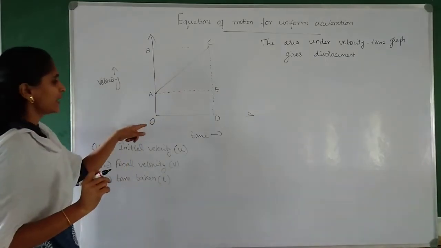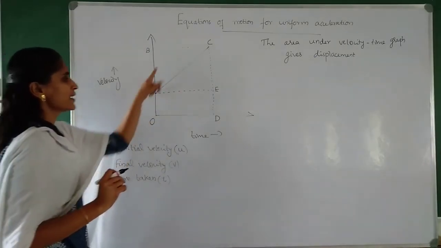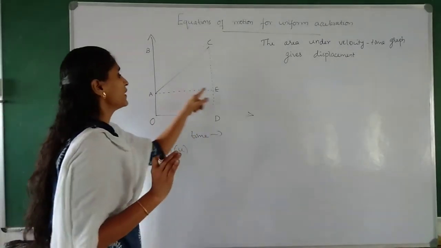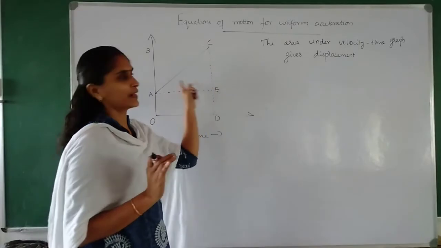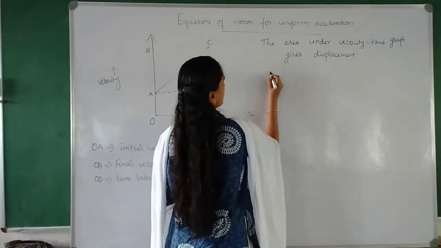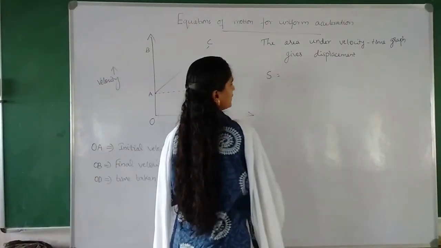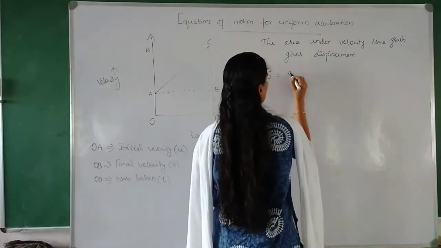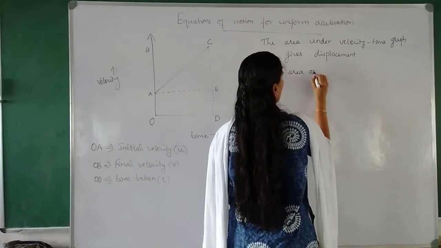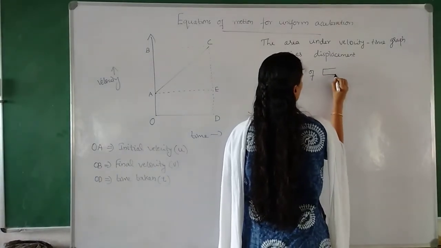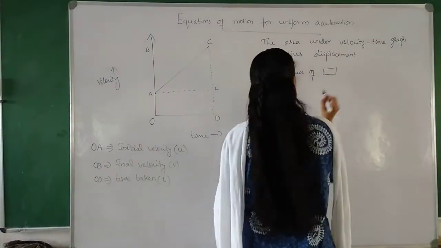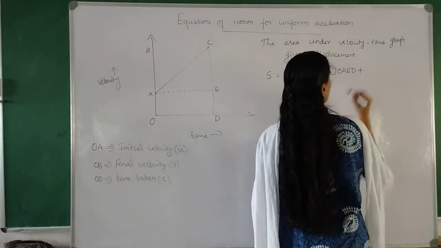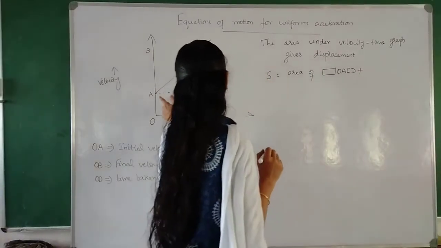So we can write area of OACD, and that we can divide into two parts, one rectangle and one triangle. So we can write displacement S equal to area of rectangle OAED plus area of triangle ACD.